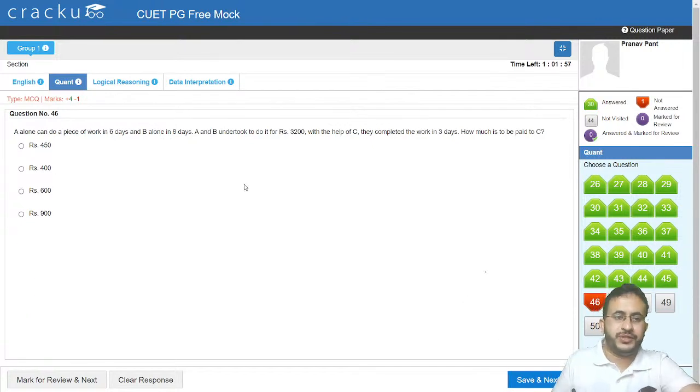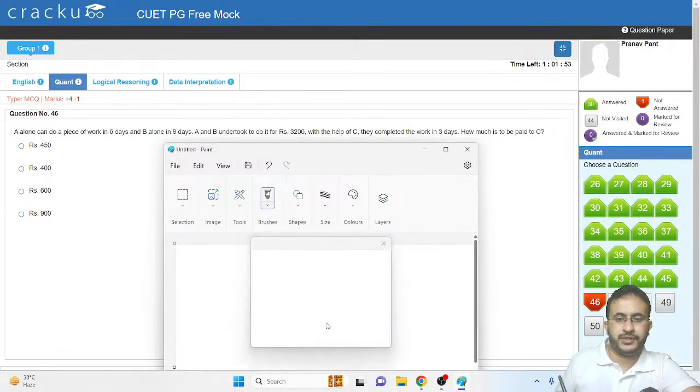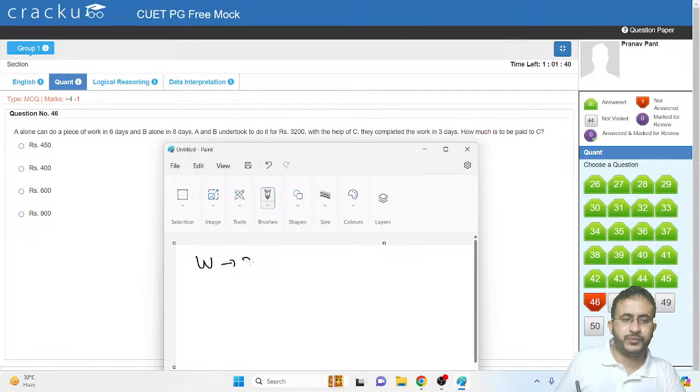A alone can do in 6 days and B in 8 days. A and B undertook it for 3200. With the help of C, they completed the work in 3 days. How much is paid to C? Okay. So A and B, 6 and 8. So let us say the work is 24 units. So A will do 4 units, B will do 3 units, right?